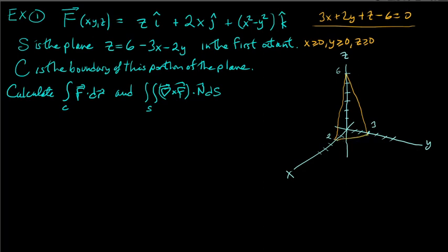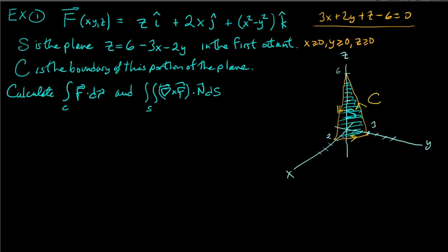Draw a straight line there. All right, so that's the portion of the plane in the first octant. And now we can see what C is, right? C is just this triangle oriented which way? If the thumb is pointing out at us, then we're going counterclockwise this way. So that's my C. And S is just this piece of the plane. Okay, so that's S.